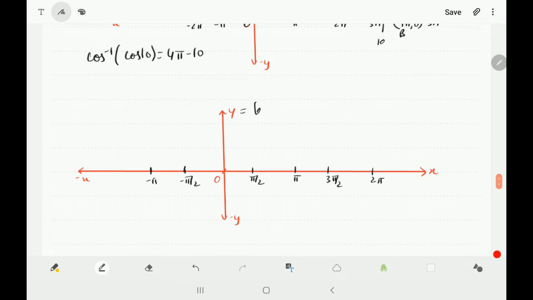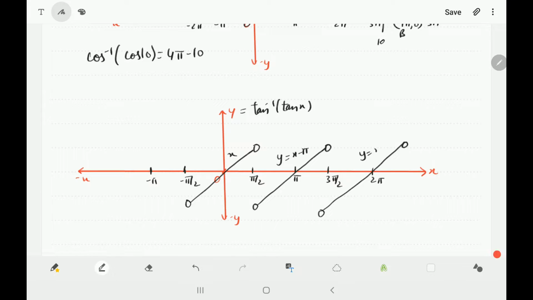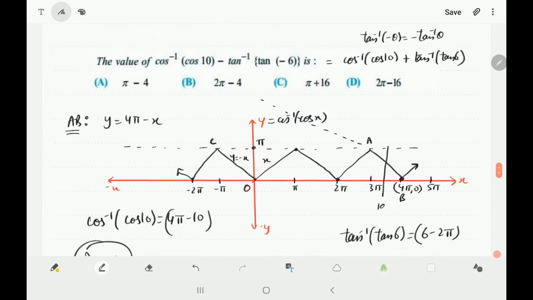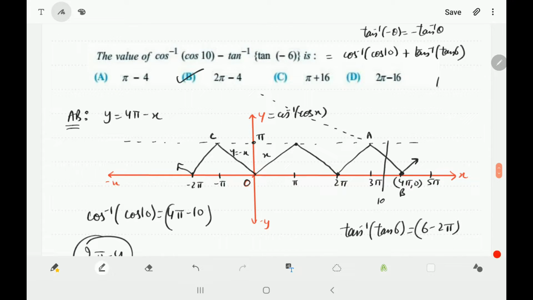Now tan inverse tan x has a principal value branch from minus pi by 2 to pi by 2. So this graph will be like this. It is periodic with period pi, so you will get it like this. This is the line y is equal to x, this line is going down, so this line will be y is equal to x minus pi, this line will be x minus 2 pi. We already know 6 will come here, so the output will be 6 minus 2 pi. So tan inverse of tan 6 will be equal to 6 minus 2 pi. Now we have to add these two values. So once you add these two values, the final answer for us will be 2 pi minus 4. Okay, so the answer for this problem will be 2 pi minus 4, which is option B.